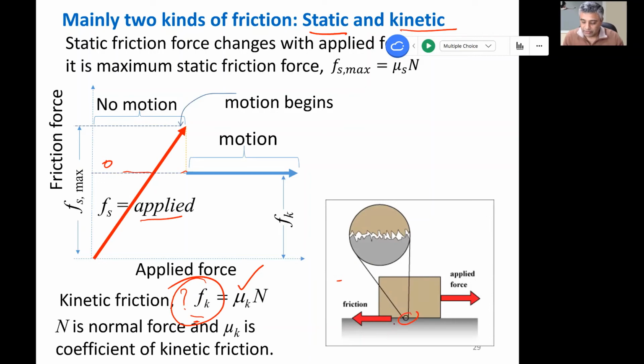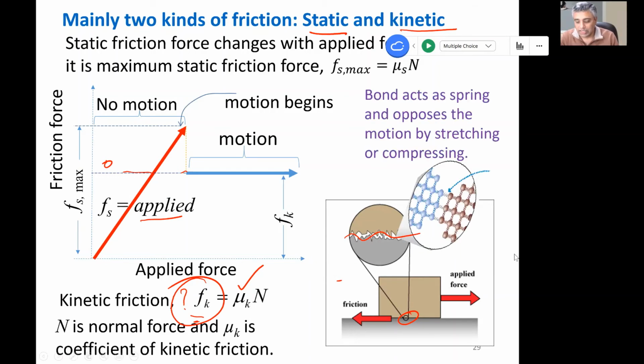So basically friction force comes from microscopic bonding. If you have taken a chemistry class, you probably know about bonding. There are ionic bonds, covalent bonds, right? So essentially it arises from there. When something is trying to slide over another thing, it's pulling and stretching that bond, like stretching a spring. That's where this force comes from eventually. So that's about friction.